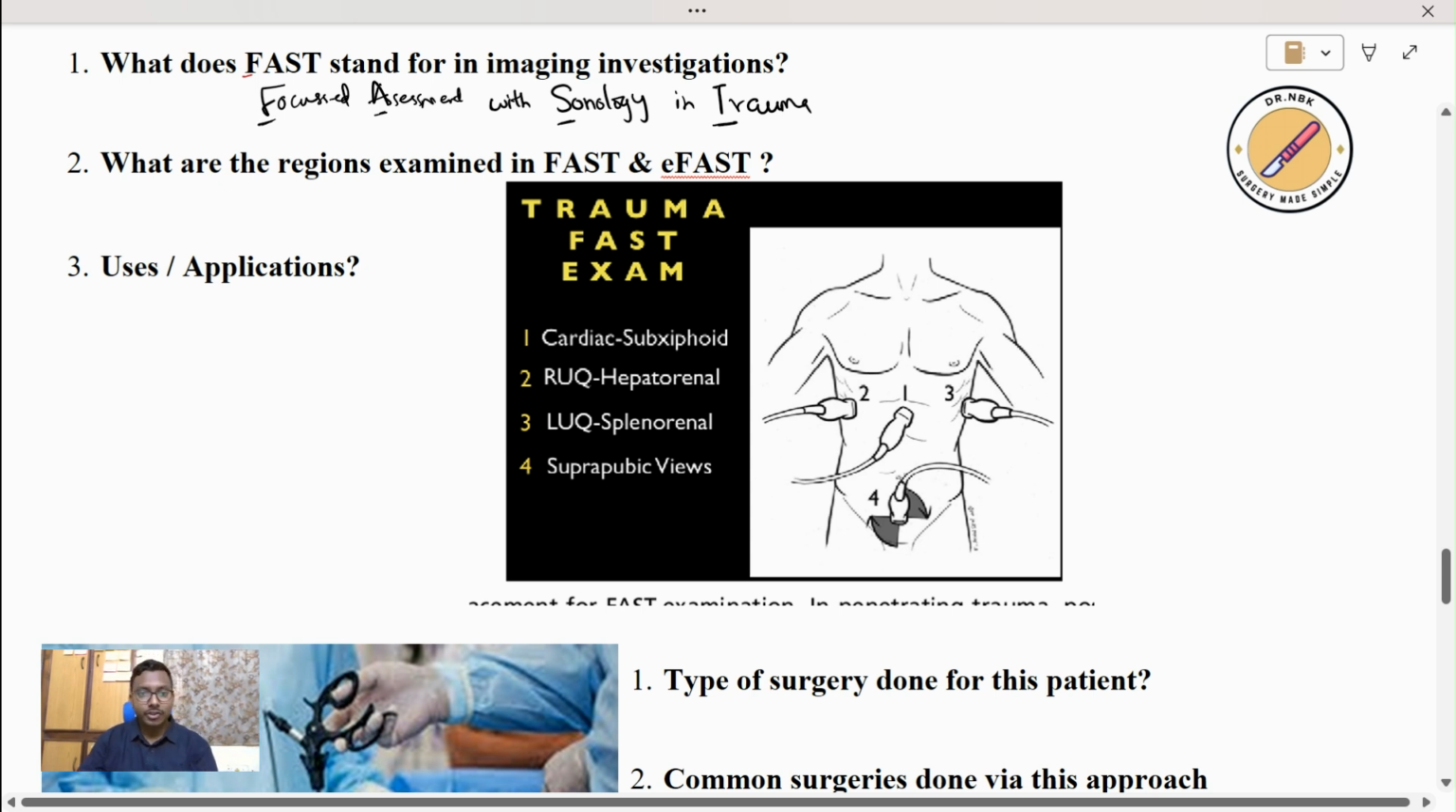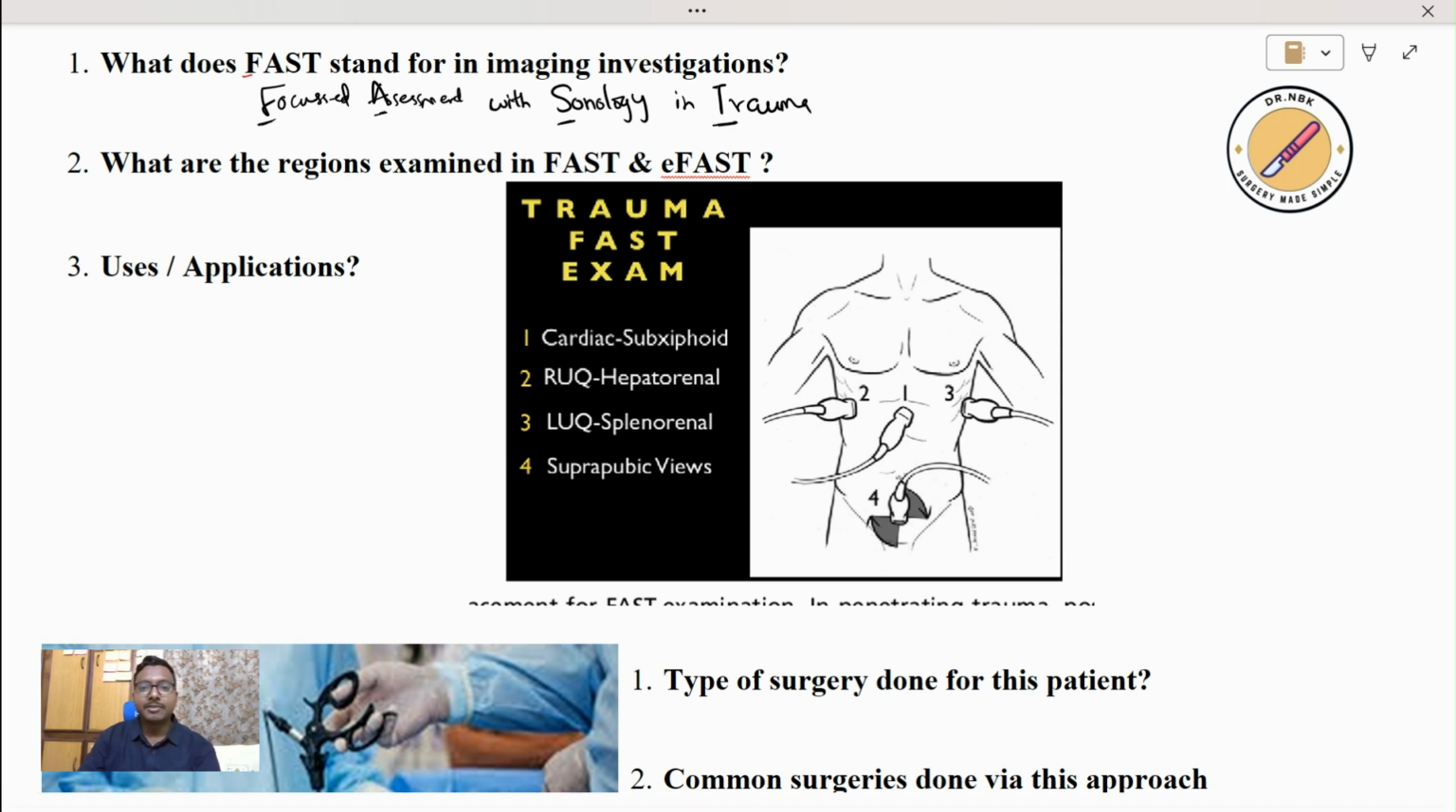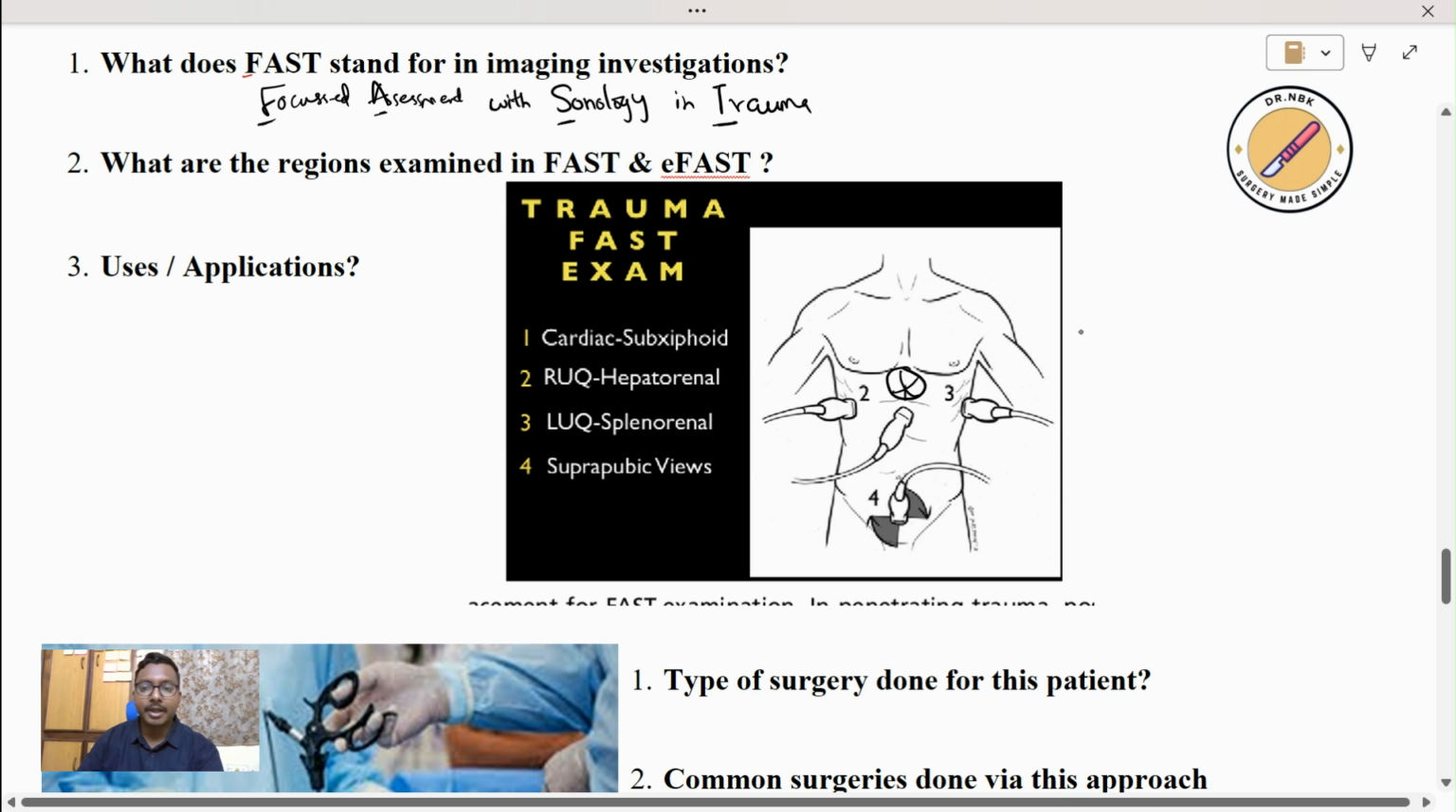So, what are the basic regions examined in FAST and eFAST? There is only a little bit of difference between FAST and eFAST. eFAST is nothing but extended FAST. As you can see in the picture, the basic regions examined here are, first, the pericardiac region, that is the subxiphoid view. Second is perihepatic, which is the right hypochondrium.